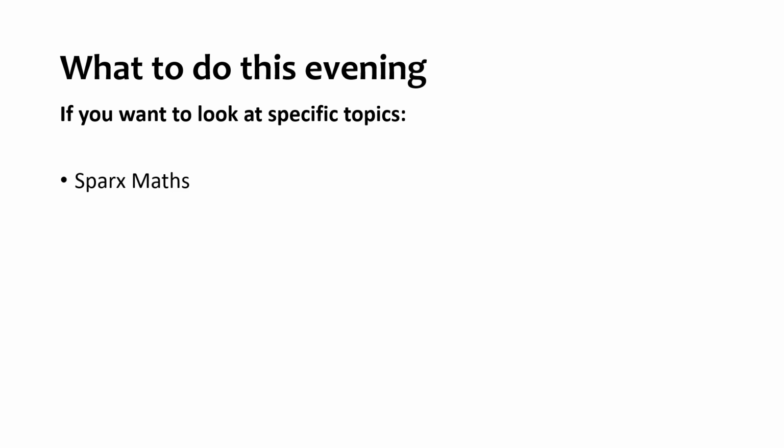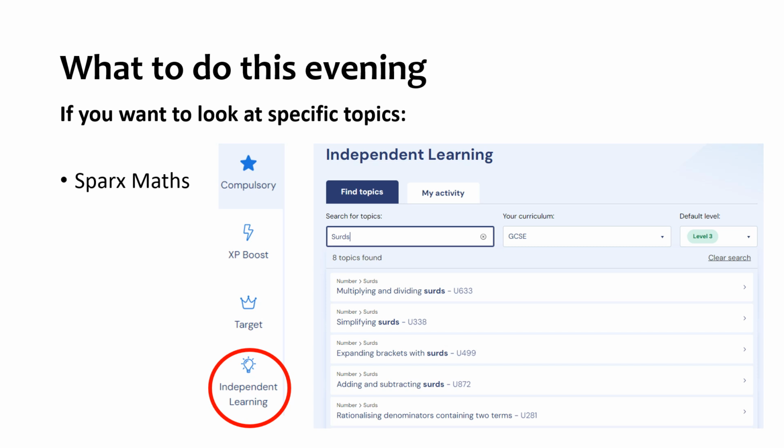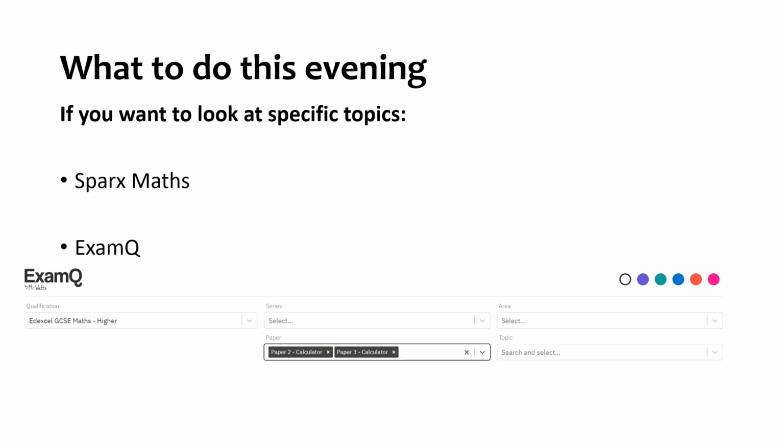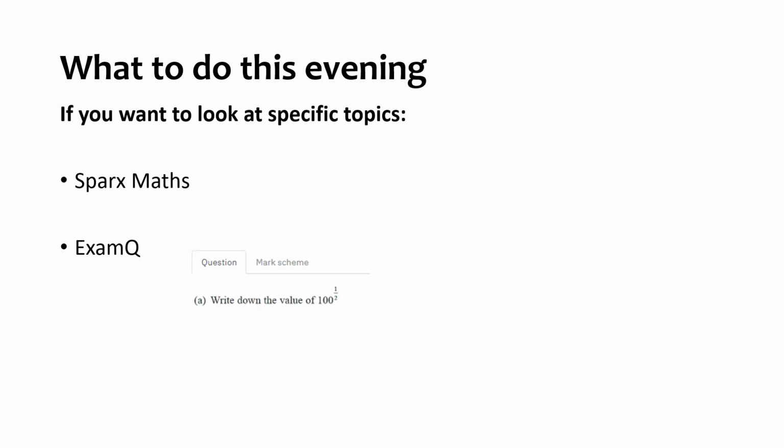So what should you do tonight then? Well, if you want to look at specific topics, you've got the standard places to go. So you've still got Sparx Maths, go to Independent Learning, check that you're on GCSE curriculum, and then you can search for your topic. You've got Exam Queue, so make sure you're on Higher, and then select Papers 2 and 3, because calculator topics are just calculator topics, and then you can search for whatever you want to look up. And remember, you do have the actual exam mark schemes there to use.